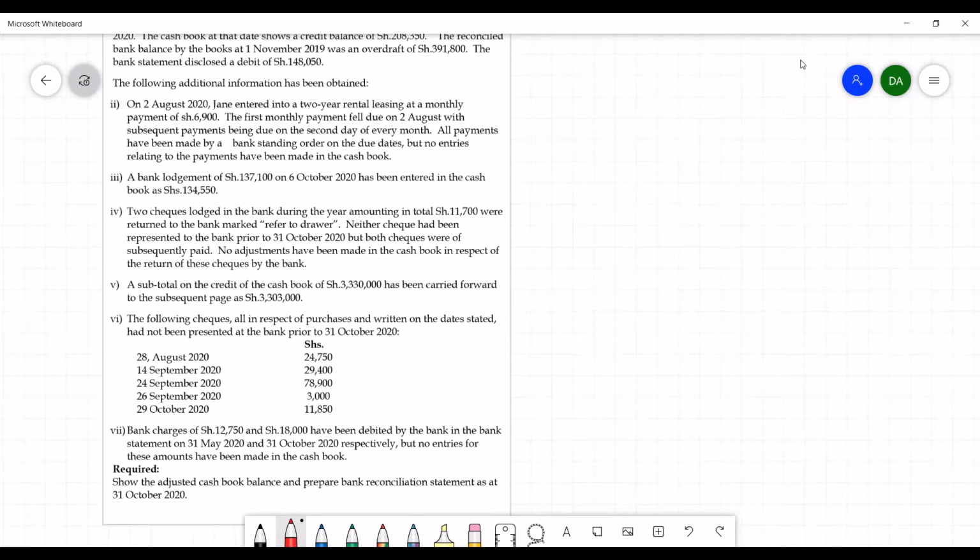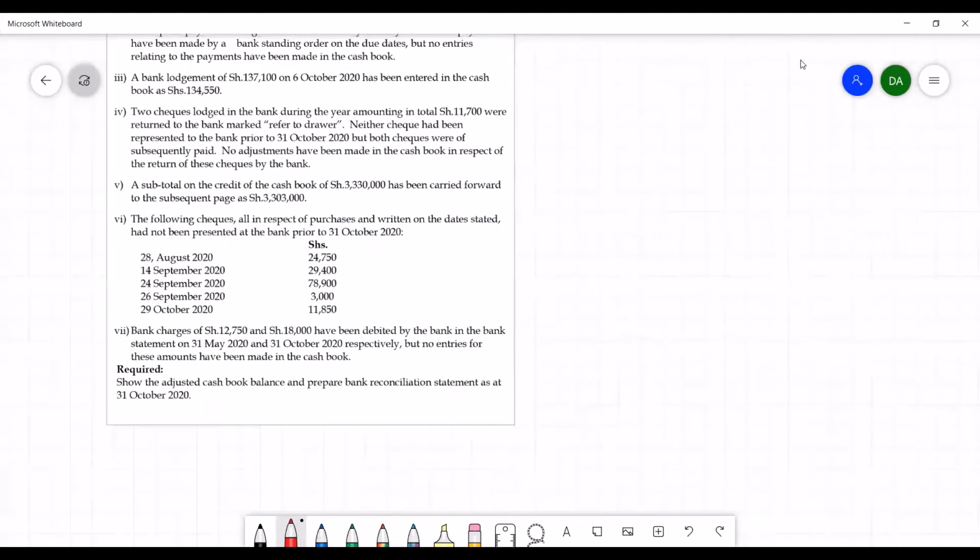A subtotal of credit of the cash book of 3,330,000 has been carried forward to the subsequent page as 3,303,000.